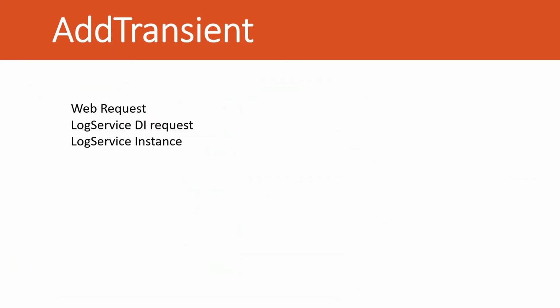Let's look at the numbers. If we have one web request, one DI request, then one object will be created. If we have one web request, two DI requests, then two objects will be created. If you have two web requests, two DI requests, then it will create four objects. If you have n web requests and DI requests, it will create n into n, n to the power of 2, instances.